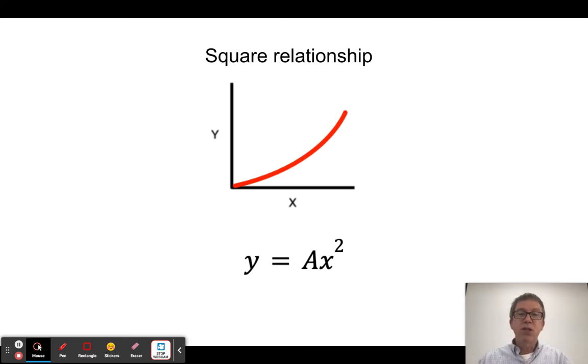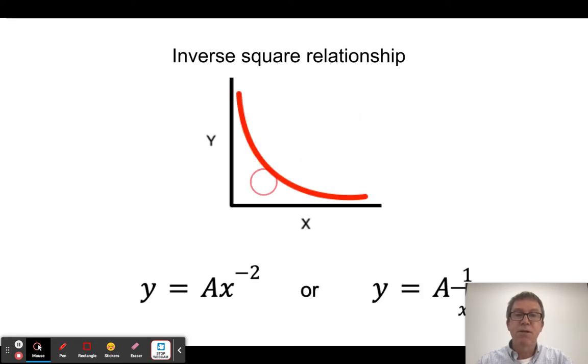Now, in a squared relationship, the exponent in this case is 2 rather than 1. So in this case, every time x gets 2 times bigger, this is going to get 2 squared, or 4 times bigger. If x gets 3 times bigger, this gets 3 squared, or 9 times bigger. So I get this type of curve to it. This is a very common relationship that we encounter in physics.